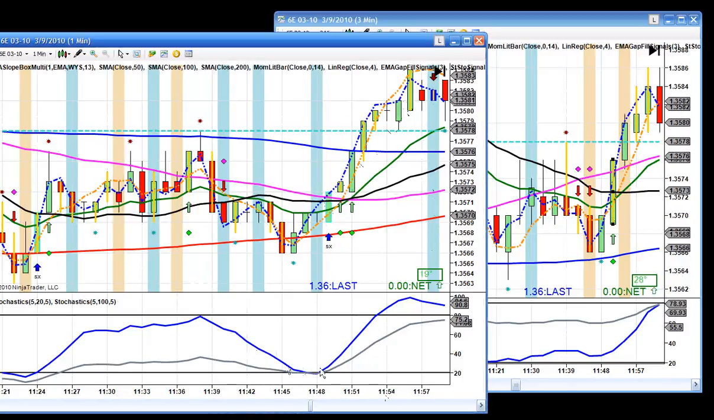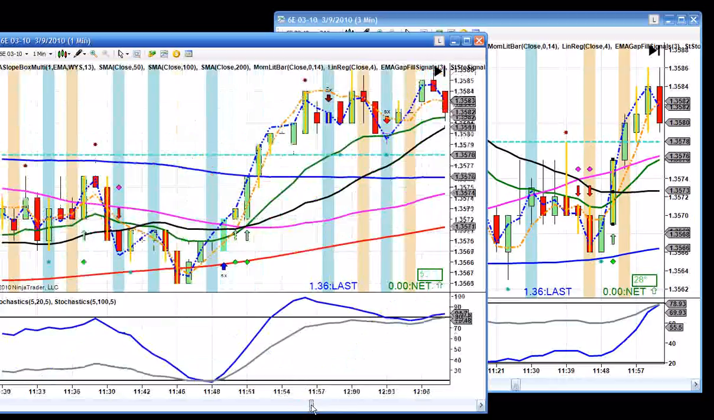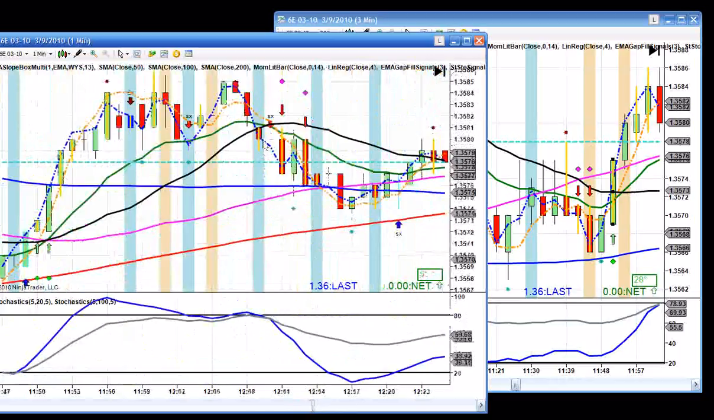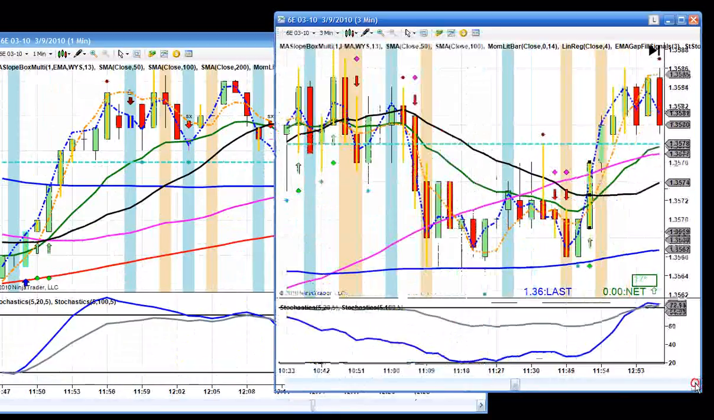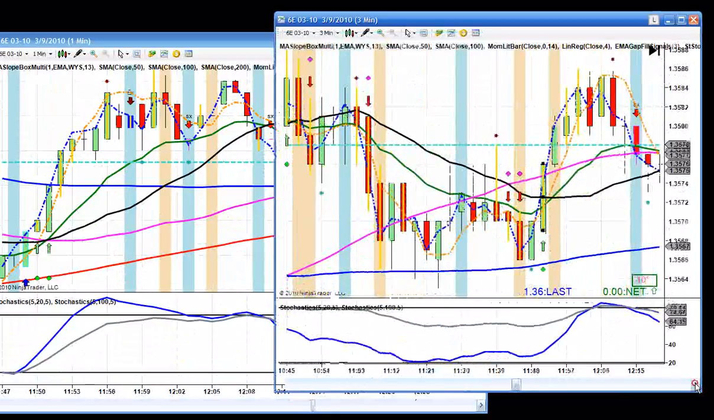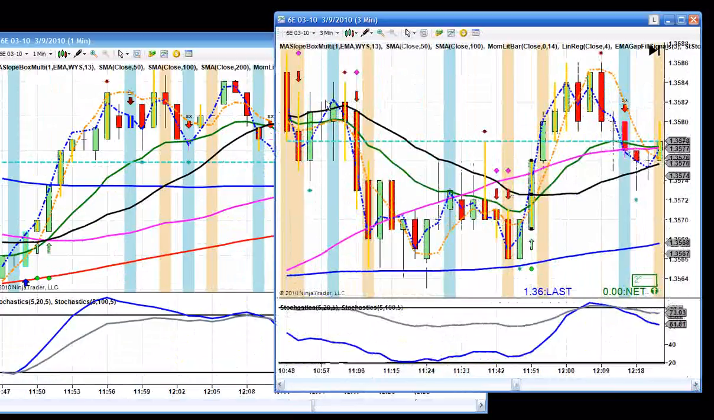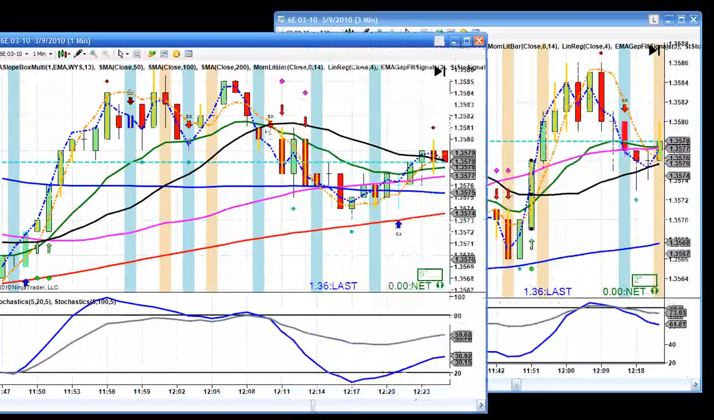So as you can see, if you follow through with your 3 minute chart, you can better predict your trend changes. As you can see here at 12 o'clock, we had a gap close on the 3 minute chart, which gave us a trend change on the 1 minute chart for a clear trade entry right here.